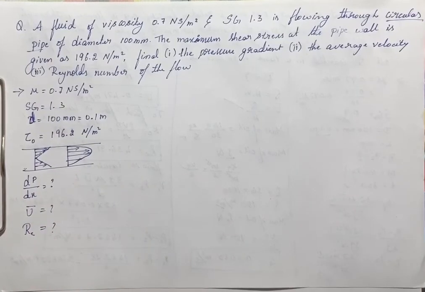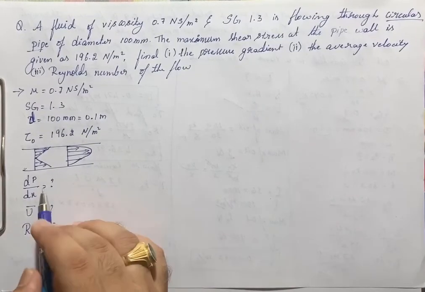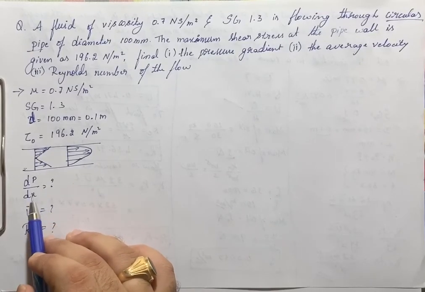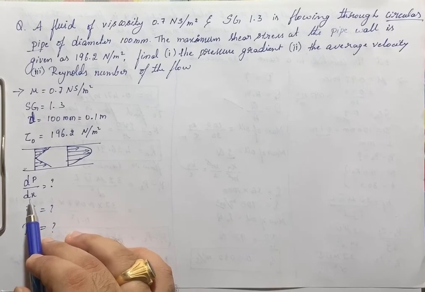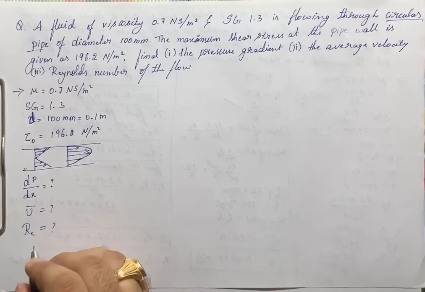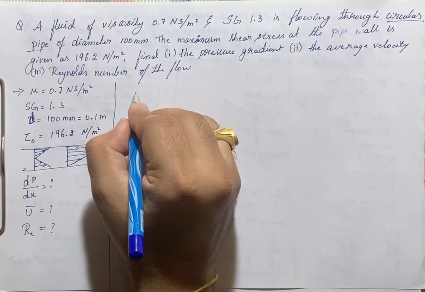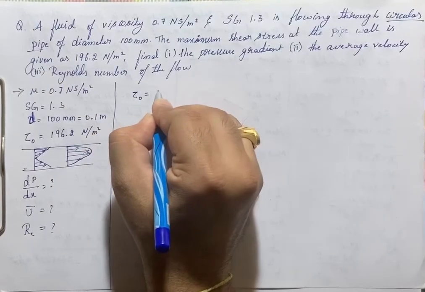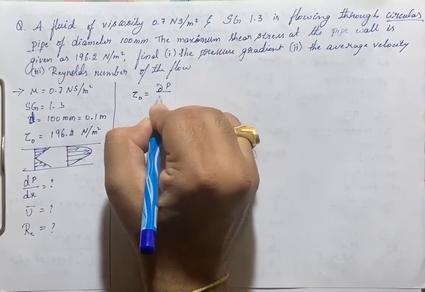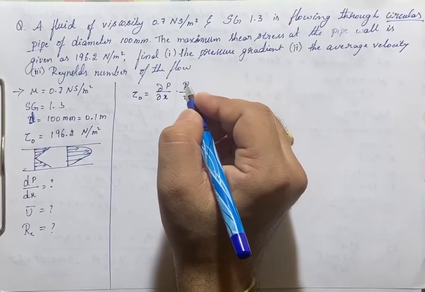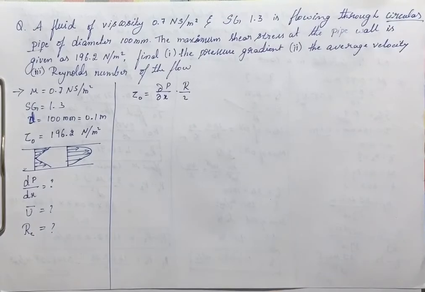Now, how to find out the pressure gradient, ∂P/∂x, from the maximum shear stress? So to find that, we have the formula: tau naught is equal to ∂P/∂x into R by 2, right?